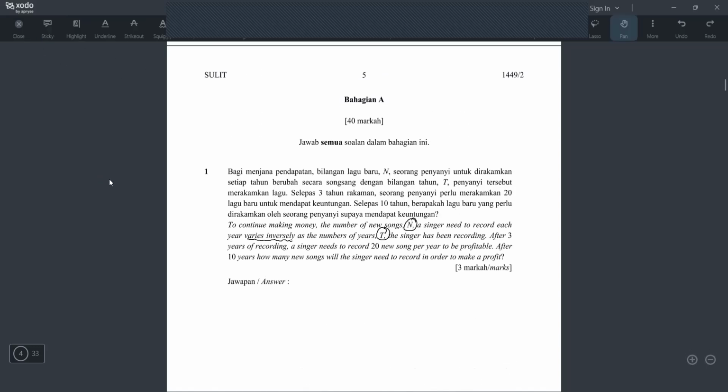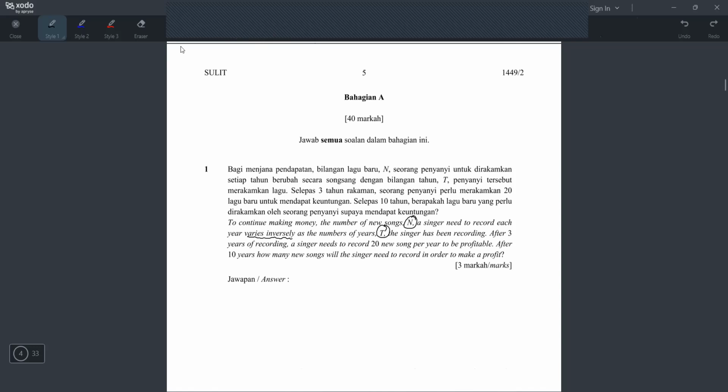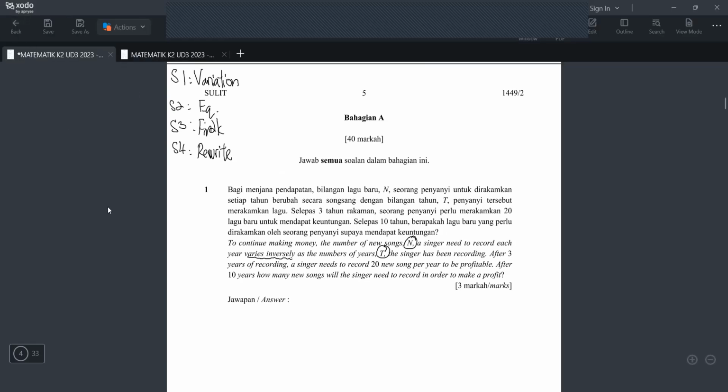And for a variation question, we always follow these steps. Step 1, we write down the variation. It means we look at whether it's directly or inversely and write down the variation. Step 2, convert the variation to an equation. How to convert? Just change the variation symbol to equal and then add K. Step 3, find the K. Step 4, rewrite. And after rewriting, step 5, then we look at what the question asks us to find. So let's follow all these steps.